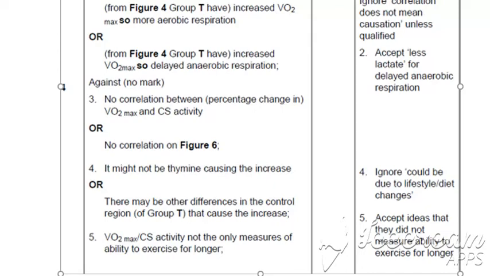It could be other differences in the control region that cause the increase. Ignoring any reference to it, it could be due to lifestyle or diet changes. Or we could also look at marking point 5, which shows that these two activities are not the only measurements of the ability to exercise for longer. They will accept the idea that they didn't measure the ability to exercise for longer.